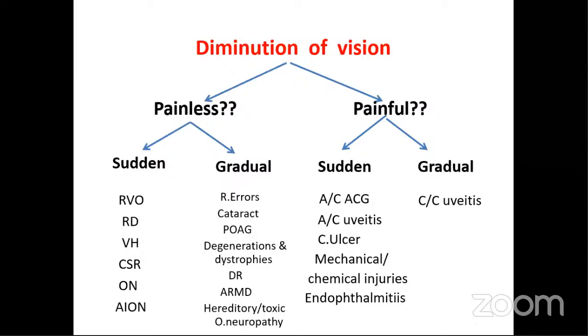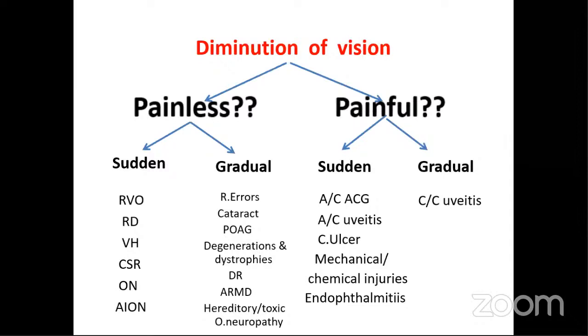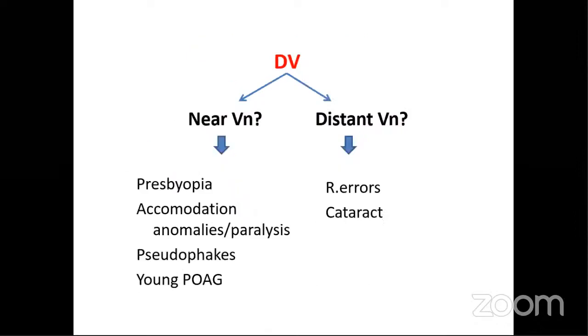Coming to the common presenting complaints, defective vision is the most common complaint you can see in your OPD. Then you have to ask the patient whether it is painless or painful. Next, you have to ask about the mode of onset. It could be a sudden onset or gradual onset. These are the certain differential diagnoses you will know from your MBBS level. With these conditions in your mind, you have to ask the associated symptoms and negative history.